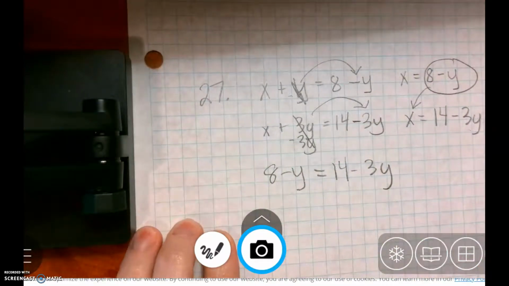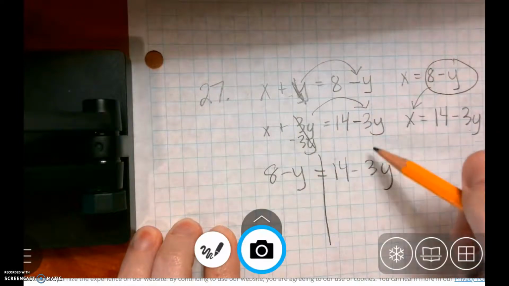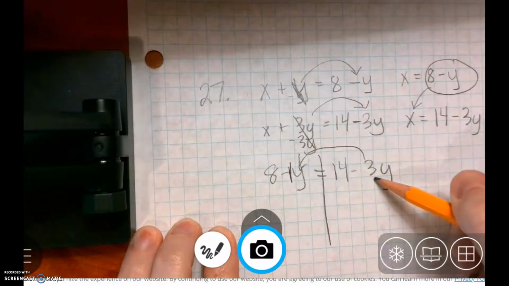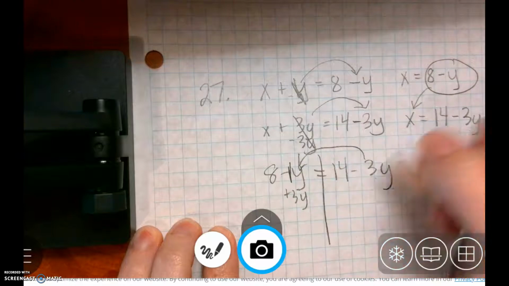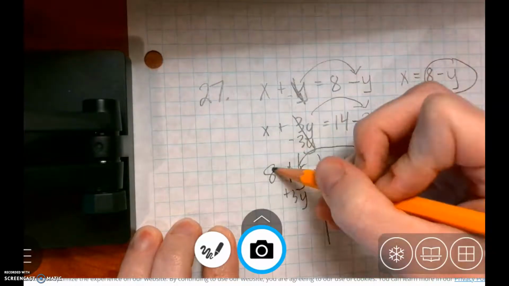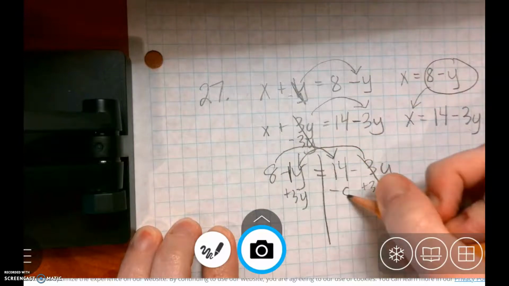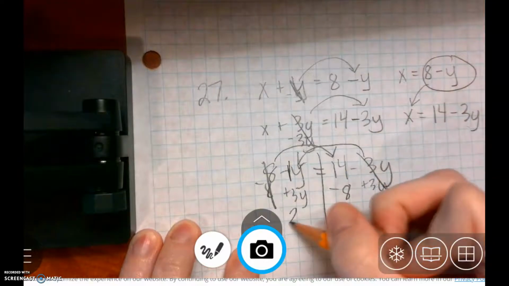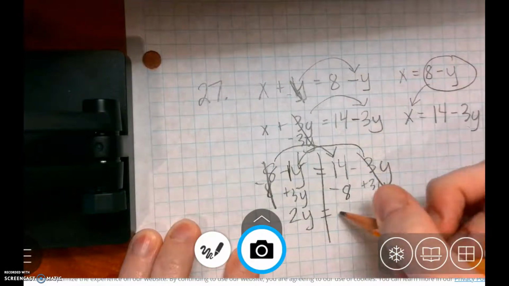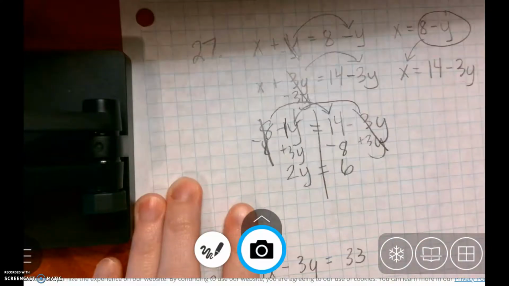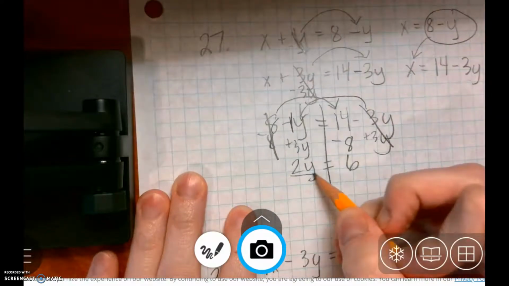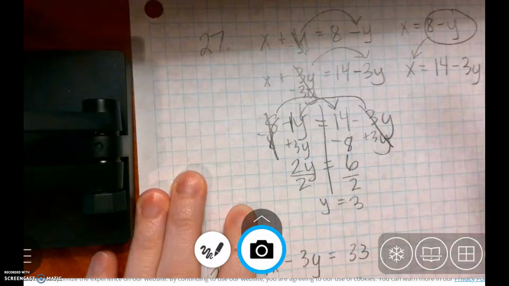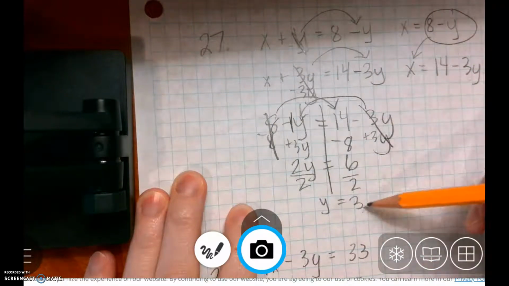Now I'm going to solve this equation to figure out what y is. So I'm going to collect my variables. I'm going to put an invisible one there on the left. So minus 3y would become plus 3y. And positive 8 would become minus 8. So negative 1 plus 3 is 2y, and 14 minus 8 is 6. So I can tell that y is going to be 3, or if I can't tell that, I divide, and y equals 3. Okay, now I'm going to choose one of these equations and replace y with 3 so I can figure out what x is.